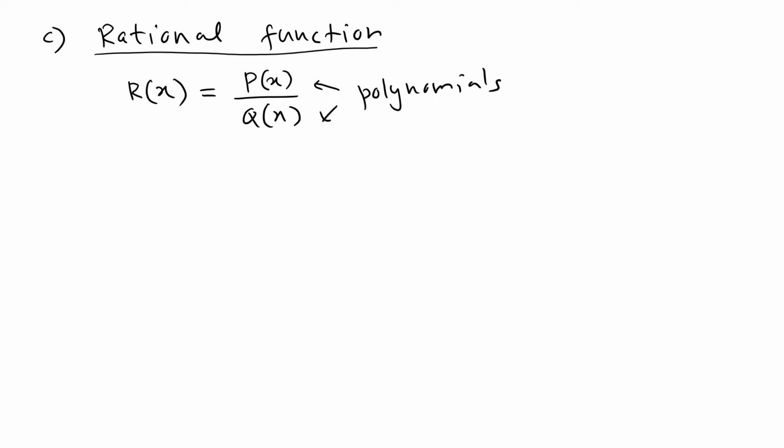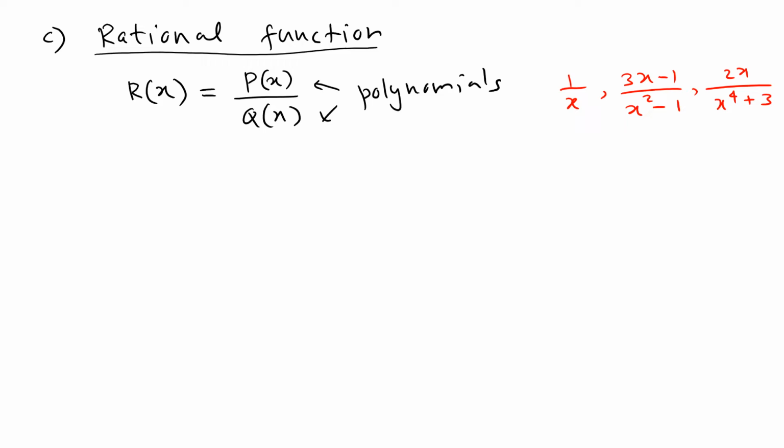So you call this a rational function. It's called a rational function. For example, these are rational functions: 1 over x is a rational function. 3x minus 1 over x squared minus 1 is a rational function. Maybe 2x over x to the fourth plus 3 is a rational function. So those are rational functions.